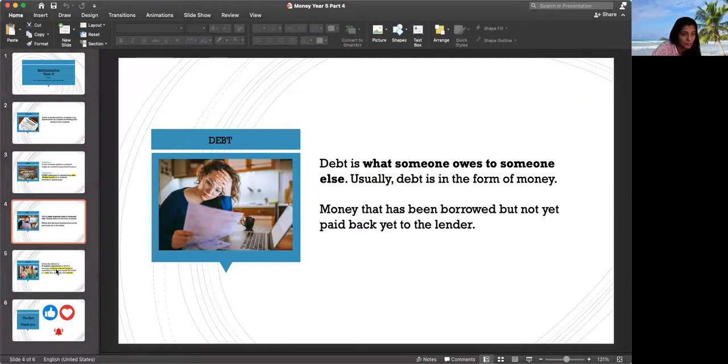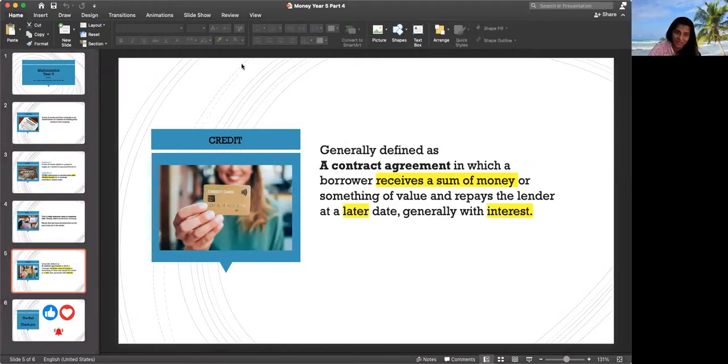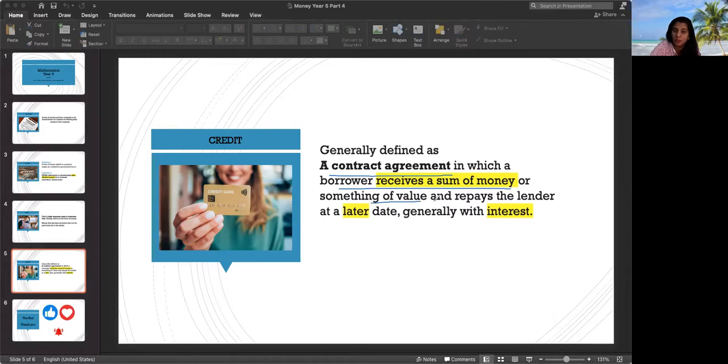Here we go. Now, what is credit? Credit is defined as a contract agreement in which a borrower receives a sum of money or something of value and repays the lender at a later date, generally with interest. Now, let me explain it in simpler words using the credit card as an example.